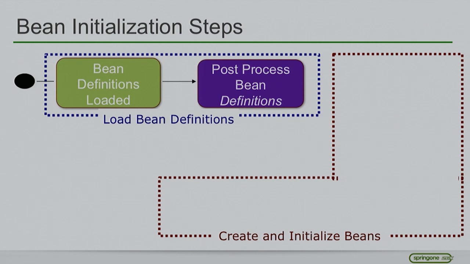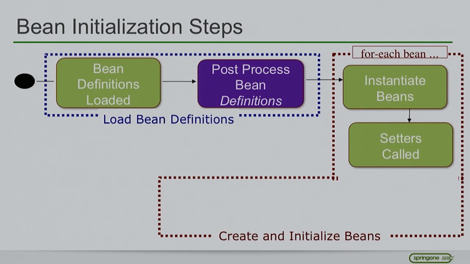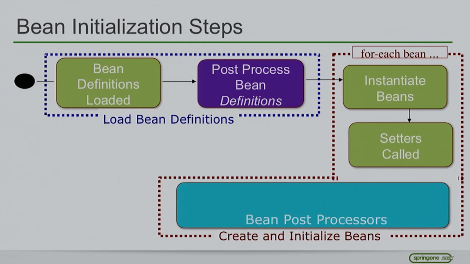It's called a bean factory post-processor. We're going to get into that here in a second. What does that actually do? What capability does it give you? And why might you want to use it yourself? Now, once the post-process bean definition step has taken place, then for each bean that has been loaded, we're going to go through a series of steps where we instantiate the beans and call their appropriate setters. Then we're going to go through a block that is called the bean post-processor. And some different things can take place there.